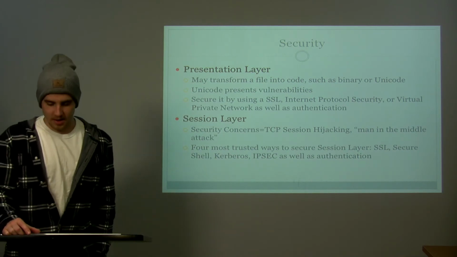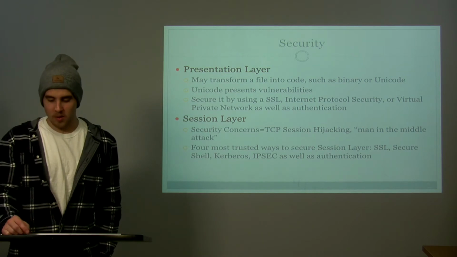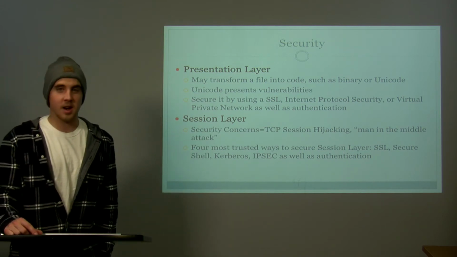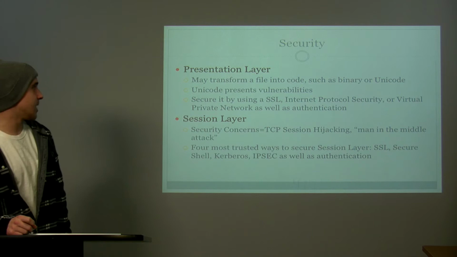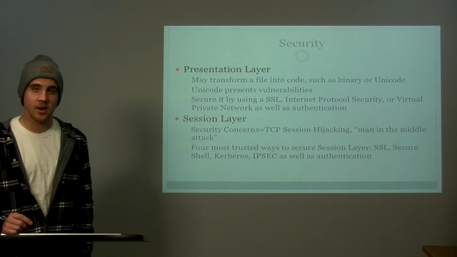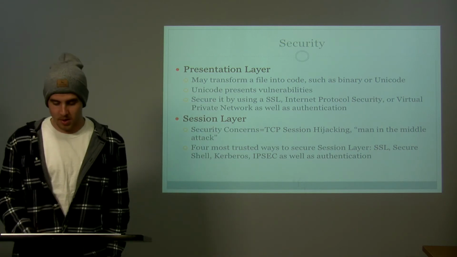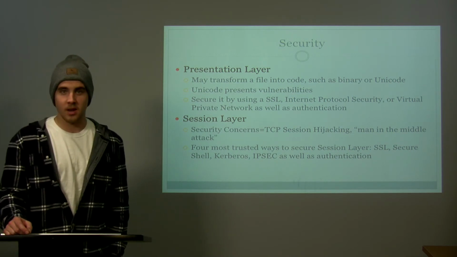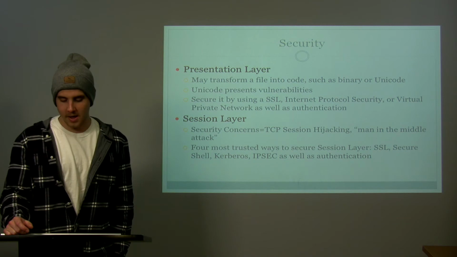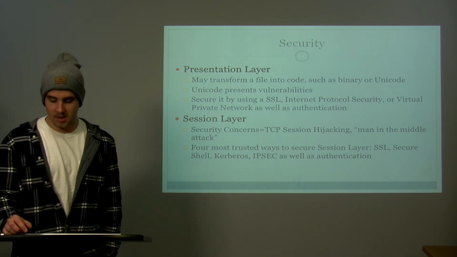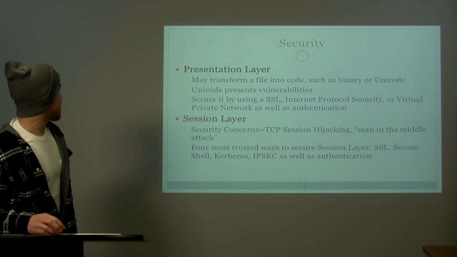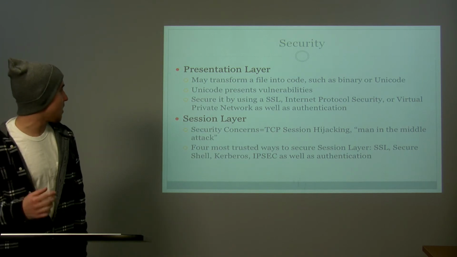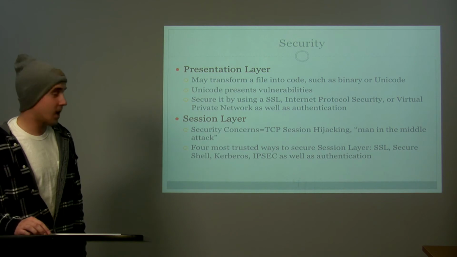When it comes to security in the OSI model, all the lower layers must be secure for the top layers to be secure. The presentation layer may transform a file when it's sending a file into code such as binary or Unicode. Unicode presents vulnerabilities. The vulnerability allowed attackers to hack into your web server and use Unicode directories that they would not normally be able to access. Windows recently released a patch to fix this problem. To secure the presentation layer, you can use an SSL, Internet Protocol Security, a virtual private network, or authentication.